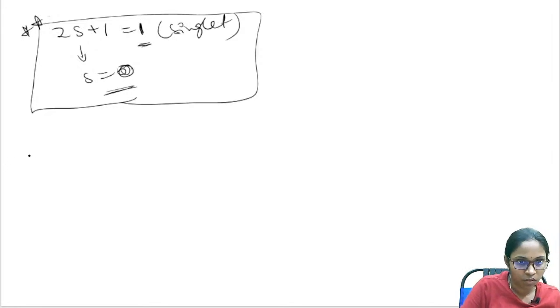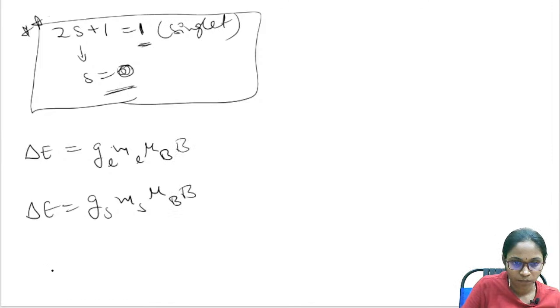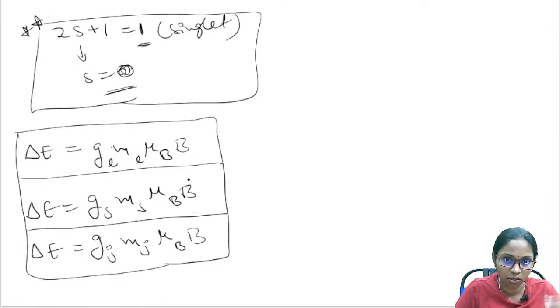And the change in energy because of the magnetic field will be, for orbital, GL ML mu B into B, and for spin, GS MS mu B into B, and for total angular momentum, GJ MJ mu B. I'm not deriving these equations, just copy them directly. Derivation part is not important. These formulas are important.